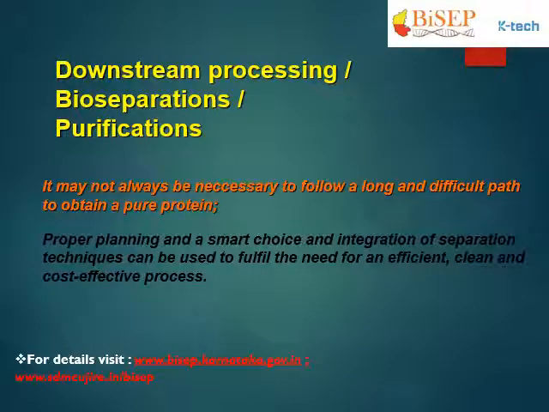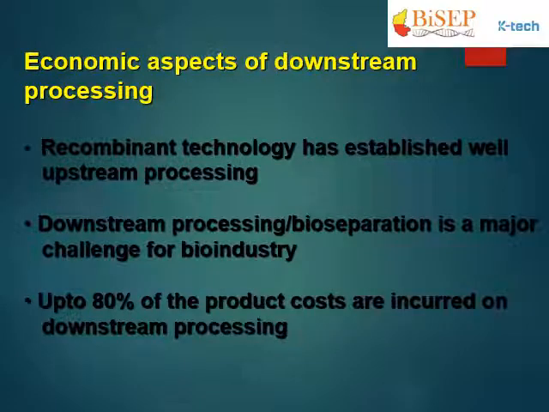To understand this, we need to have a thumb rule in our mind. It may not always be necessary to follow a long and difficult path to obtain a pure protein, because proper planning and a smart choice or integration of different steps can lead to a cost-effective, efficient process. So we have to look into the economic aspects of downstream processing also, because recombinant technology has established well in upstream processing, but for the biopharmaceutical industry, downstream processing or bioseparation is a very challenging task, because 80% of the product costs are incurred in the downstream process.